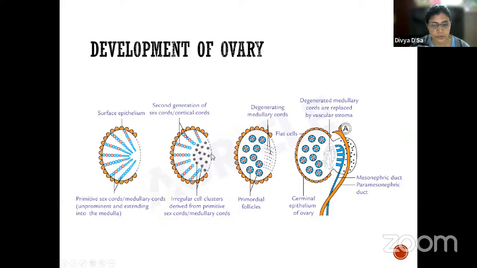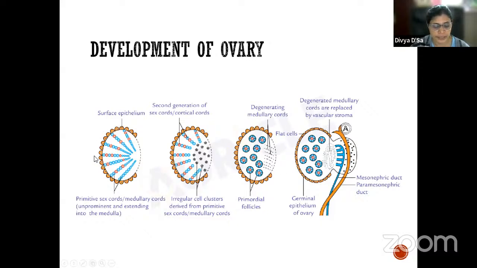This will be closer to the mesonephric tubules. Later on, because the mesonephros doesn't have much role in the development of the female genital tract, they degenerate and are replaced by the vascular stroma. Basically, vascular tissue you will see in the medulla. That is why in the ovary, when we see the histological section, you might have noticed more vascular tissue there. Vascular stroma is present there.